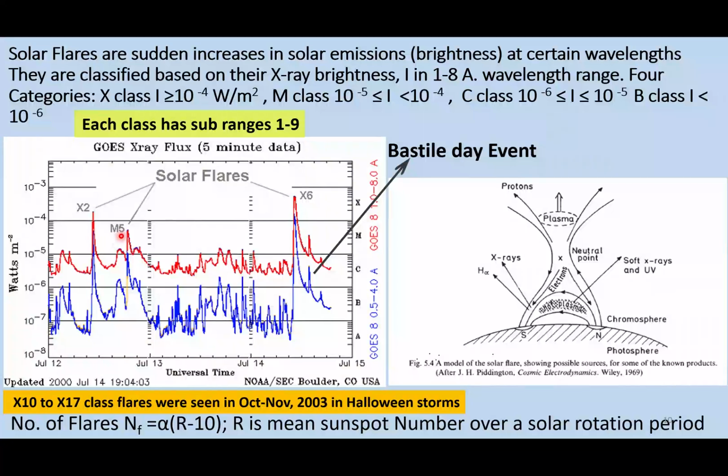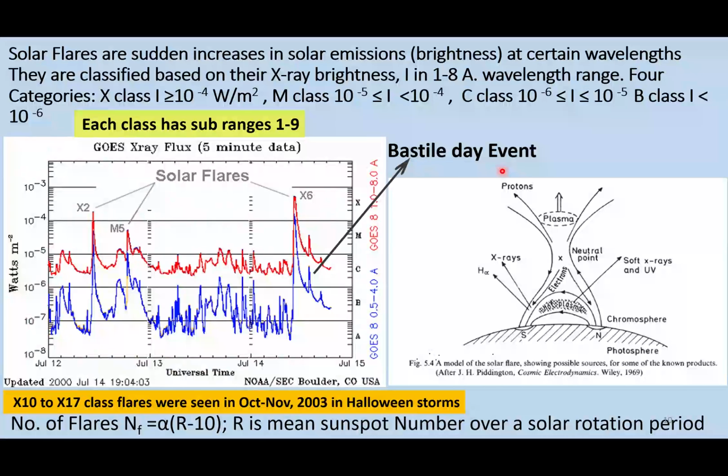This is a very strong flare, X6 class. And that flare is called the Bastille Day event. Just like meteorologists classify the storms with different names, these flares are also classified with some names depending upon the day they occur and the intensity and so on.